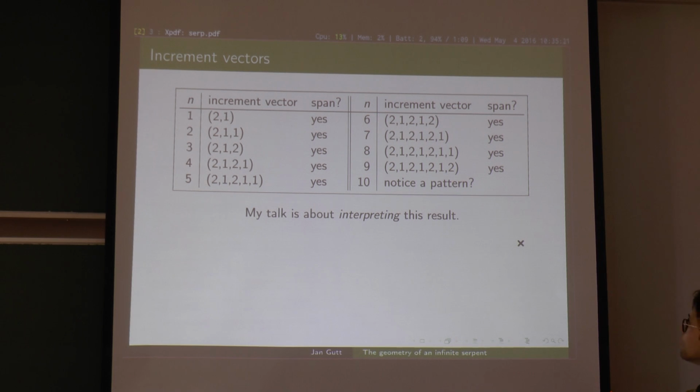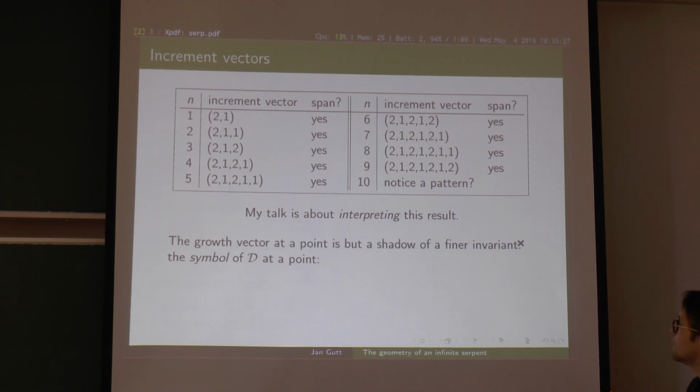So the first invariant of distributions that has more substance than the growth vector is something that we call the symbol of the distribution at a point.